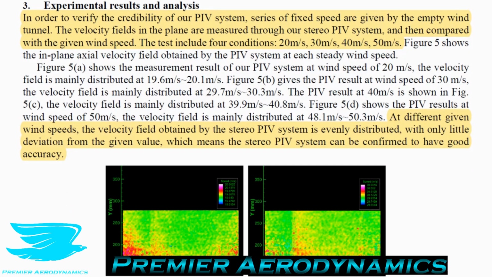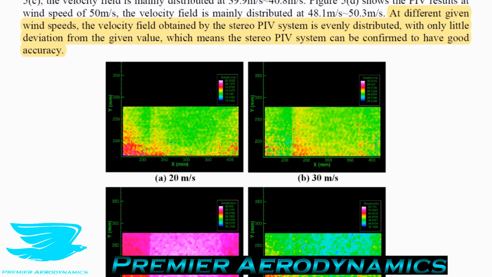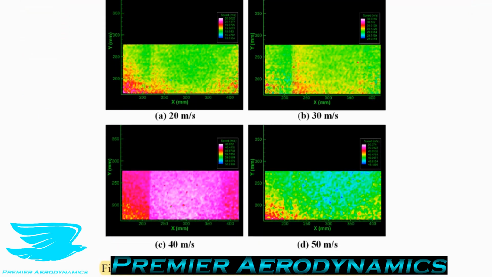In order to verify the credibility of their PIV system, not mine, this is their paper, a series of fixed speeds given by the empty wind tunnel. The velocity fields in the plane are measured through the stereo PIV system and then compared with a given wind speed. The tests included 4 conditions, 20, 30, 40, and 50 meters per second. And I have figures here showing it, and they're actually really good.